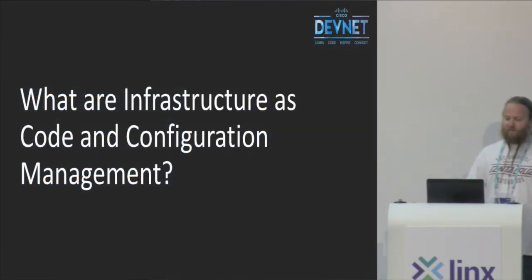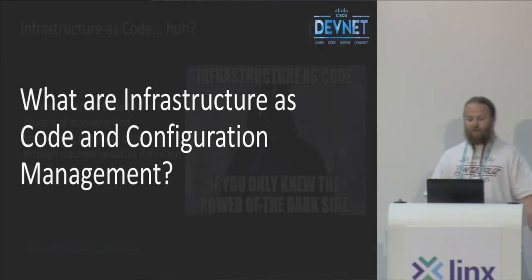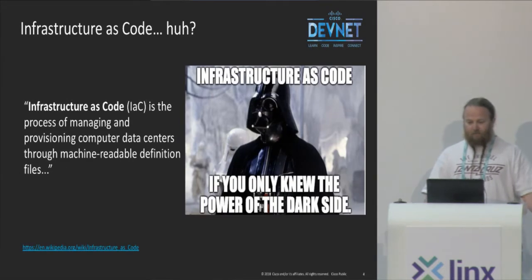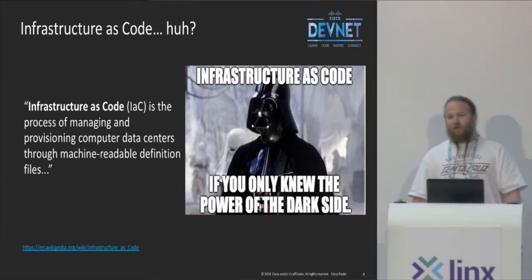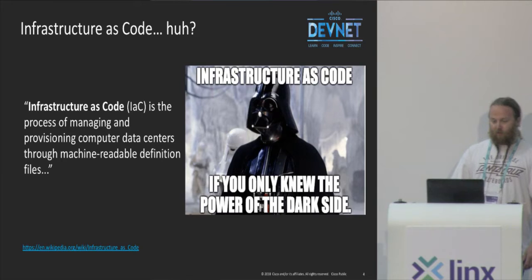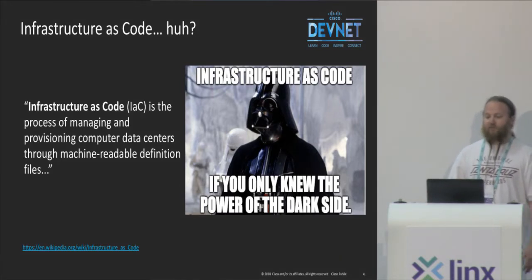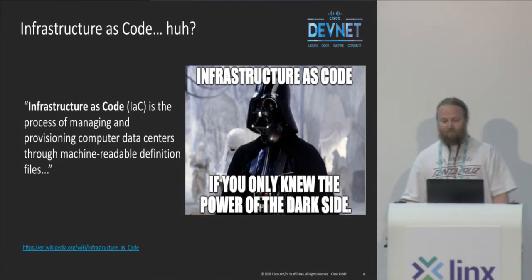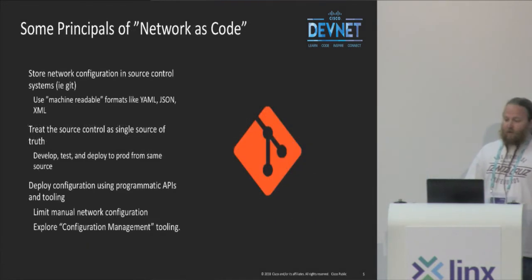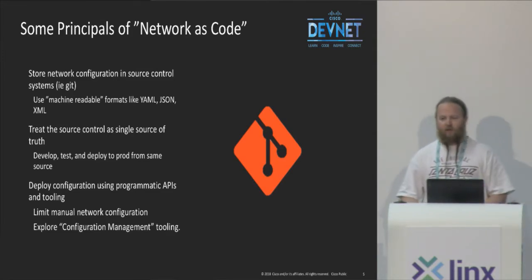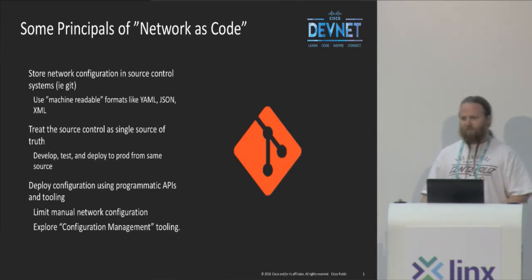So what is infrastructure as code configuration management? If you look at the definition in Wikipedia, and I always read this one out when I'm doing any of my first slides at Cisco Live or any of the events, about exactly what infrastructure as code actually is. And then some of the principles of network as code, which we always follow up on, is how you need to now start storing your source control in things like Git and using machine-readable code instead.